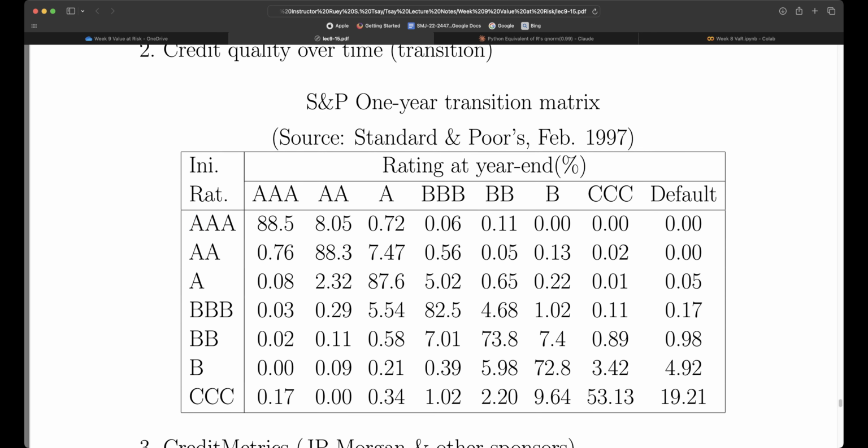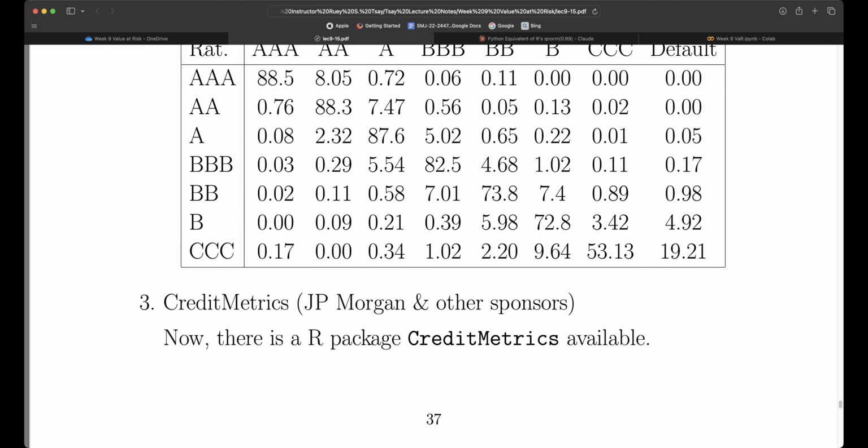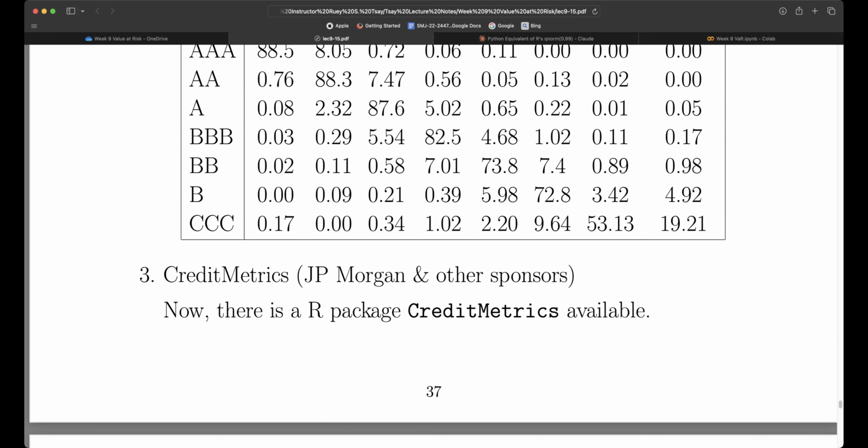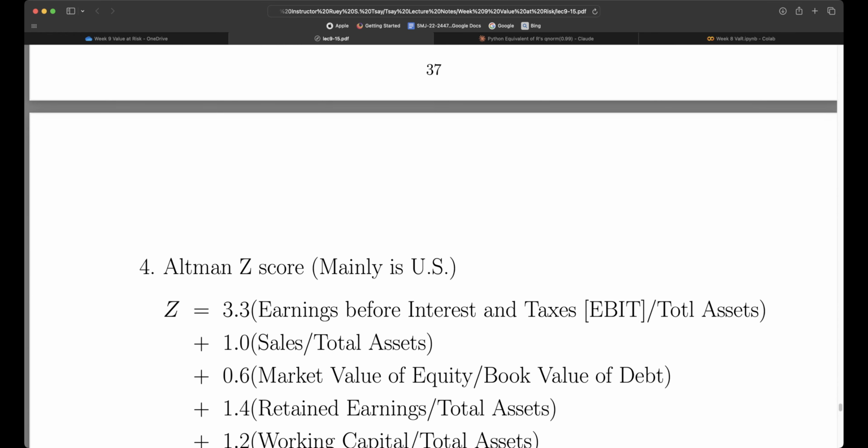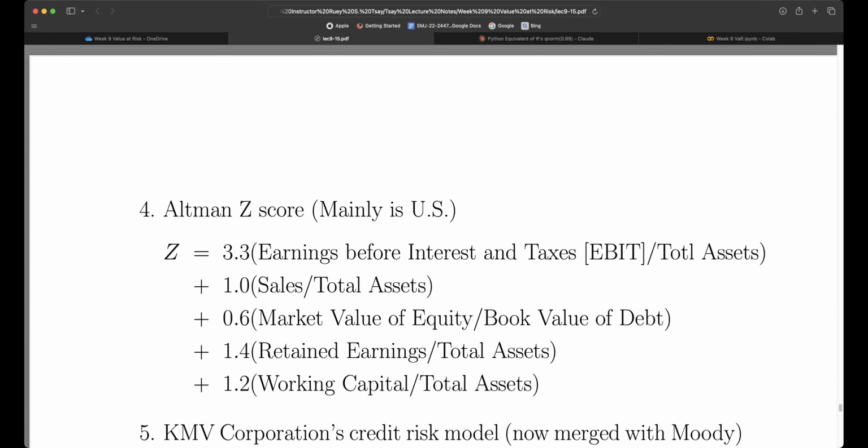AAA remains AAA with 85%, and AA can be upgraded to AAA with 0.76%, and AA can be downgraded to A with possibly 7.47%, something like that. This is Standard & Poor's February 1997 transition matrix between credit ratings. And then CreditMetrics is from JP Morgan and other sponsors. The R package CreditMetrics is available. And then possibly you can use Altman's Z-score, which is used in the US.